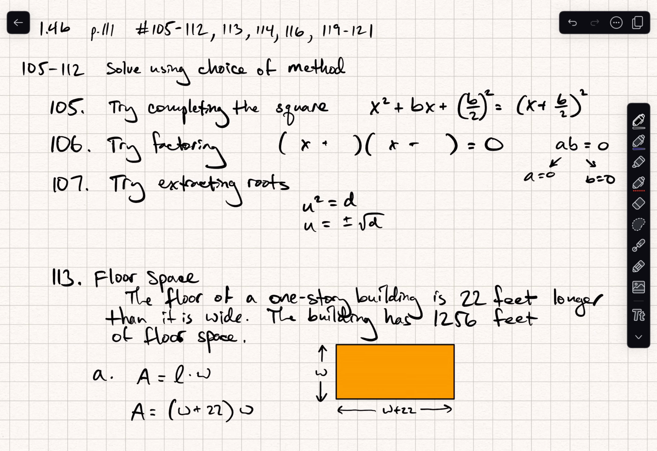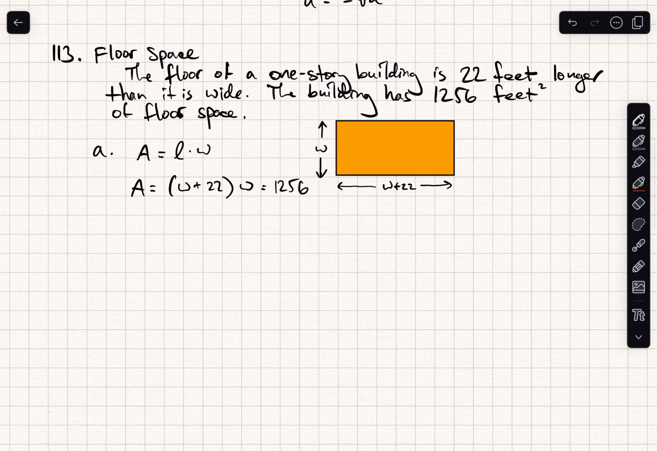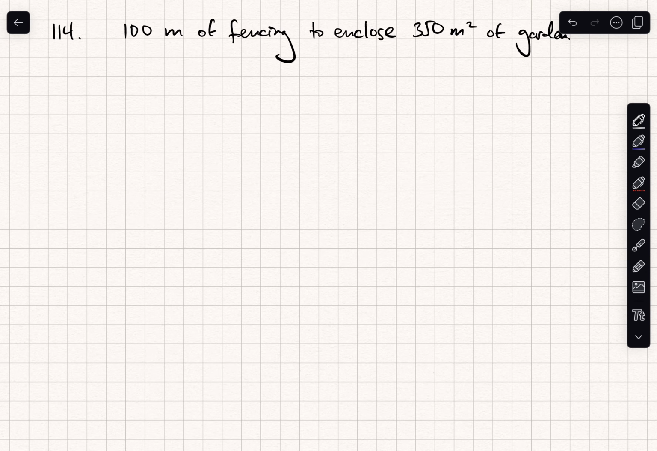And this equals 1256. So now I'm going to distribute my W and get W squared plus 22W minus 1256 equals 0. And I'm moving the 1256 to the left side so I can have my equation equal to 0. That's my answer for part A. I'll just get you started on number 114.